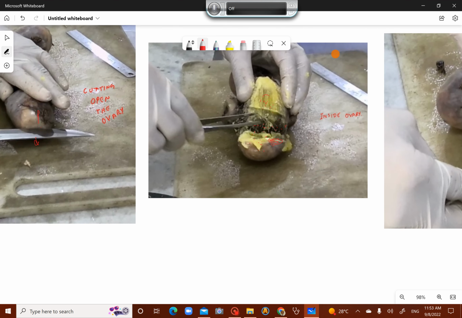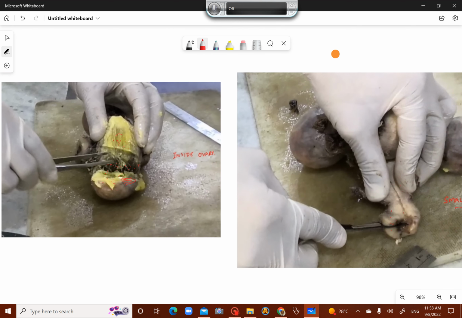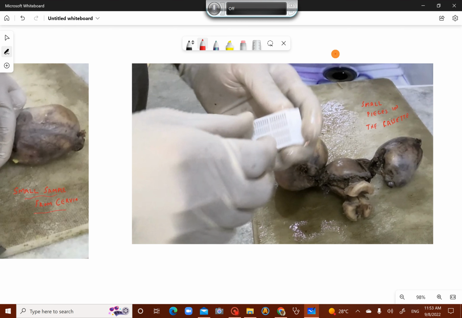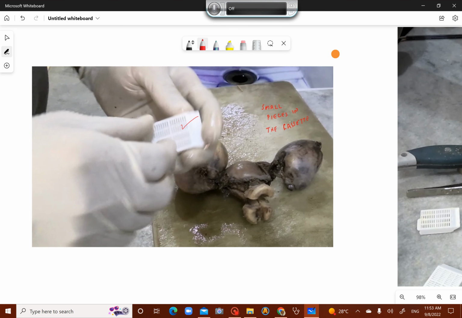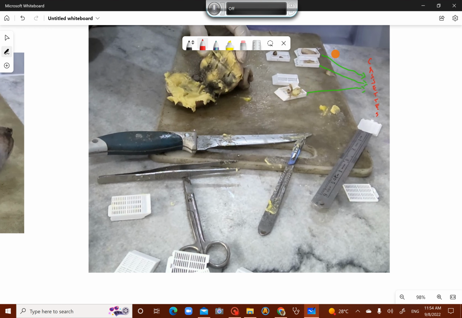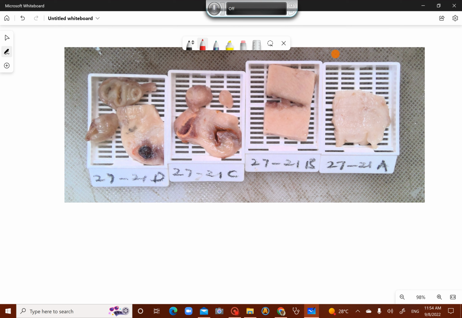So taking small biopsies is very important. After you've done a gross examination, you take the biopsy and put it in the cassette. This is the cassette. The small biopsies are put in the cassettes, and you can see several cassettes over here where biopsy specimens are being put. There are at least 4 cassettes here with different tissues kept in, and it's important to label them.